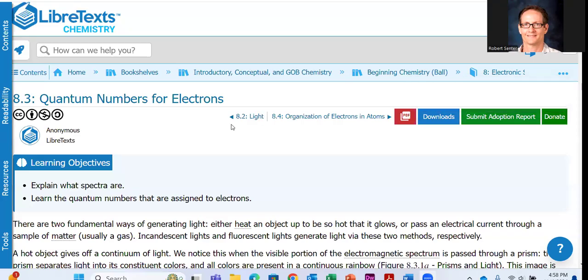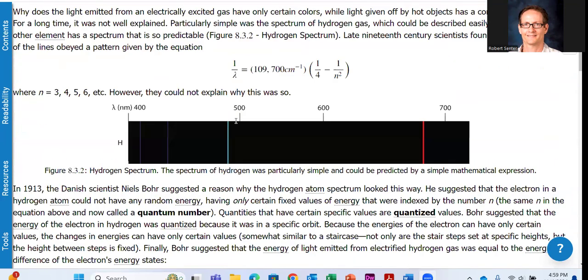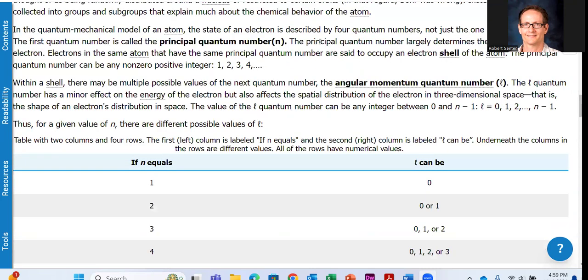All right, so in this one, we're going to talk about quantum numbers. So here is that relationship E equals h nu. They put it in this slide, but the main thing is just kind of know the limits of the values.